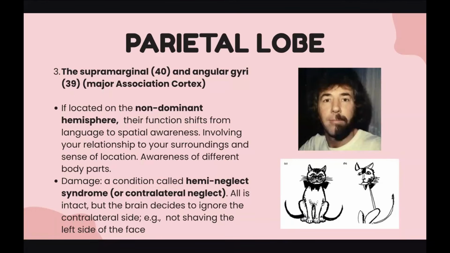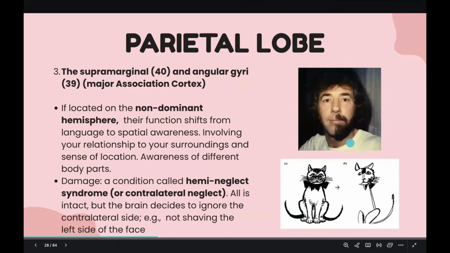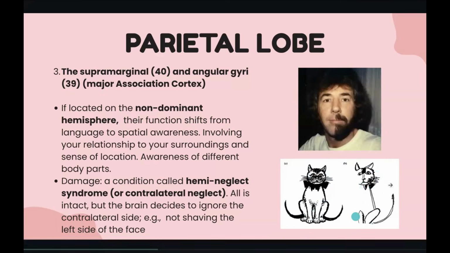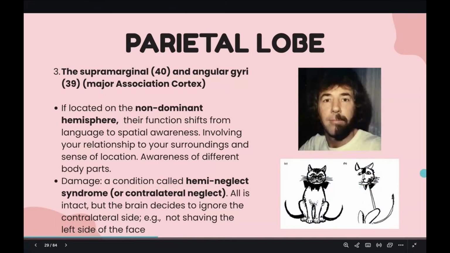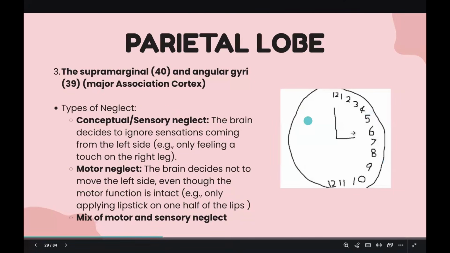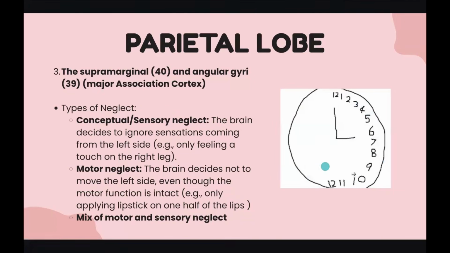It completely ignores it. So even if you ask them to eat from a plate, they will only eat from one half of the plate and completely ignore the other half. If they were to draw anything, for example, this drawing here, this is how a normal person would draw a cat, and this is how a patient with hemineglect syndrome would draw a cat. They will only draw one half of it. This is also how they will draw a clock. And this is how they actually perceive it. So they only see one half of it. They will write everything on one half and completely ignore the other half.